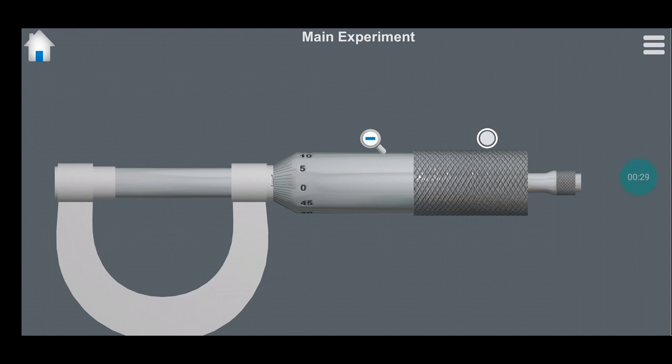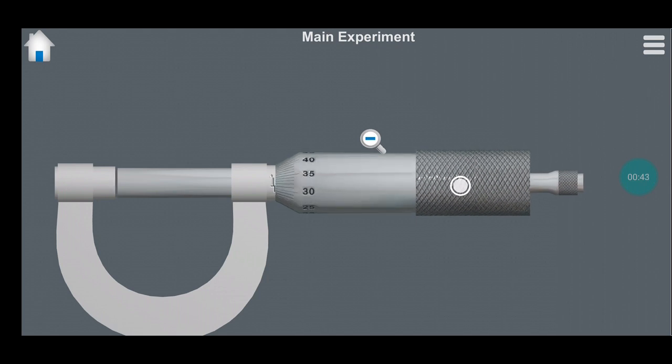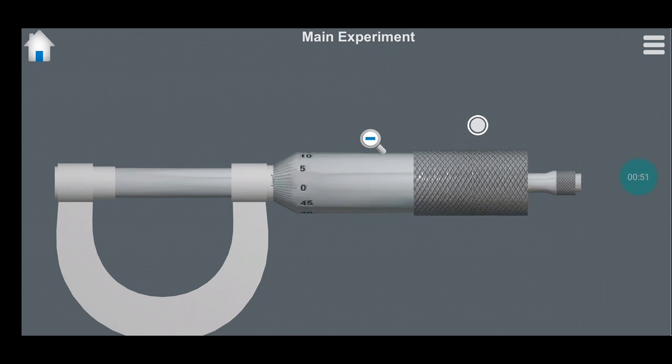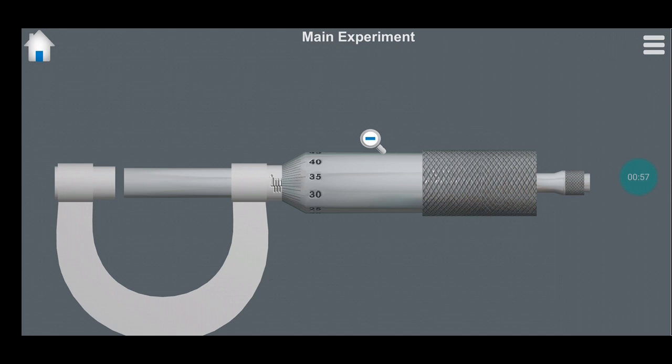If it is coinciding, it means there is no zero error. If it is not coinciding, there will be a zero error. Zero error could be of two types, positive and negative. If this zero remains a little bit behind, like you can see, there will be negative zero error, and if it goes beyond it, then it will be positive zero error.